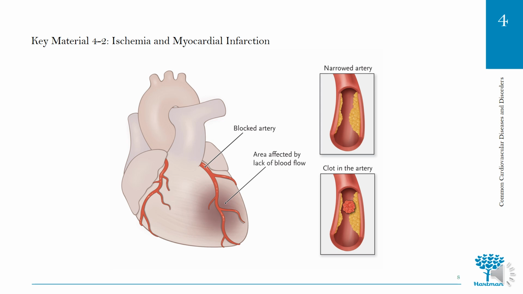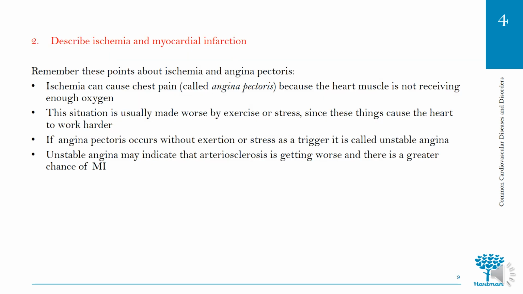So ischemia and myocardial infarction. We just talked a little bit about what happens when that plaque builds up. So that's going to be a myocardial infarction. What does that mean? Ischemia, we talked about that. What does that mean? A myocardial infarction usually occurs with a blocked artery. So ischemia can cause chest pain called angina pectoris because the heart muscle is not receiving enough oxygen.